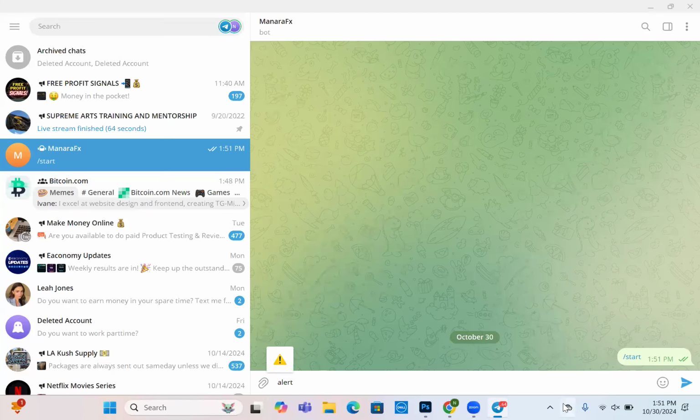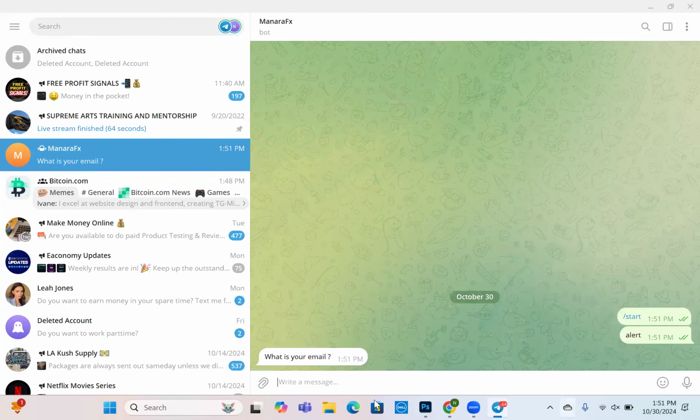It will tell you drop your email. You drop your email. It will tell you do this. You do this. Put your name. Put your email address. And it's going to give you other information.